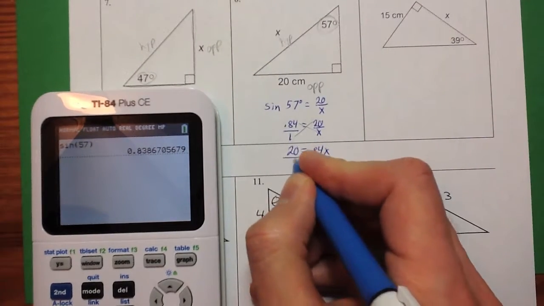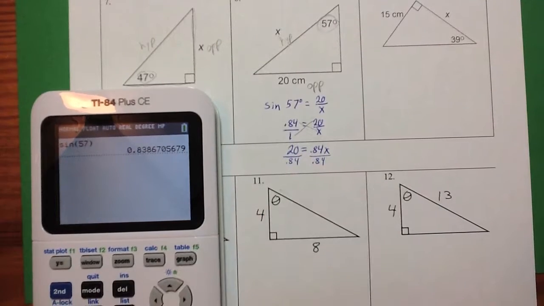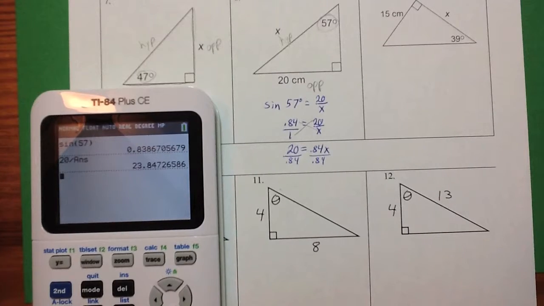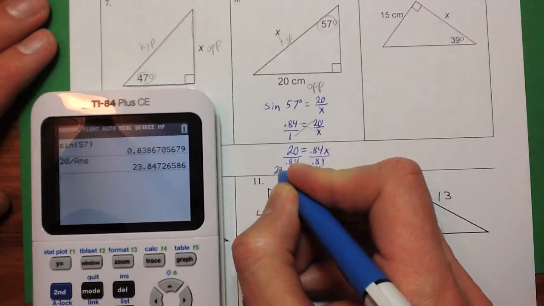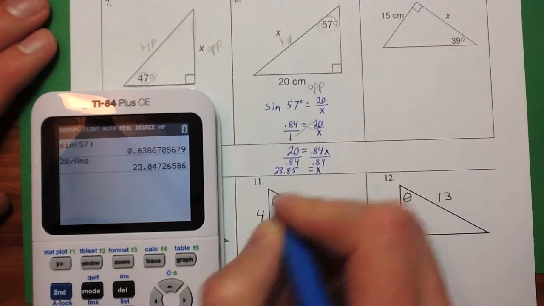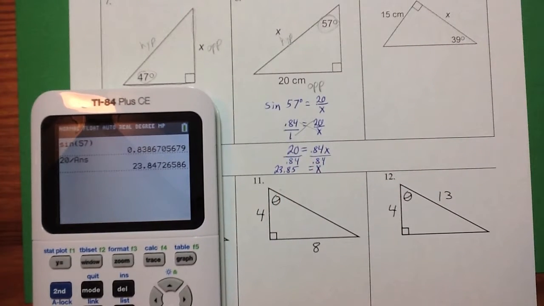Divide by 0.84 on both sides. I'm actually not going to divide by 0.84, I'm going to divide by all that. 20 divided by all that last answer right there gives me 23.85. The length of this side is 23.85. There we go.